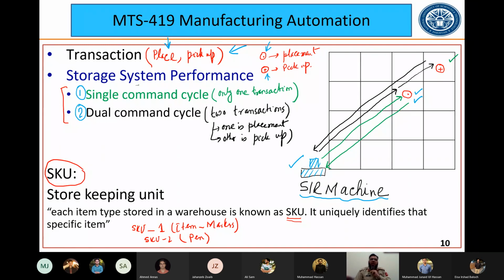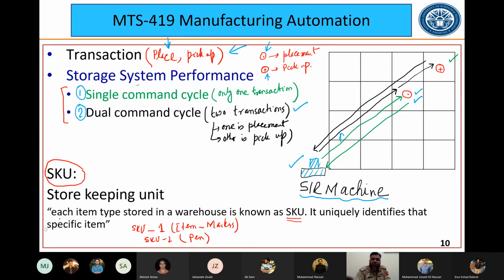So let us now look at the dual command cycle in which two transactions are taking place. So a dual command cycle will have two transactions. These two transactions will be, one of them placement and the other pickup. Now if you look at these black arrows, the SR machine is loaded with a unit load and it moves and reaches here.